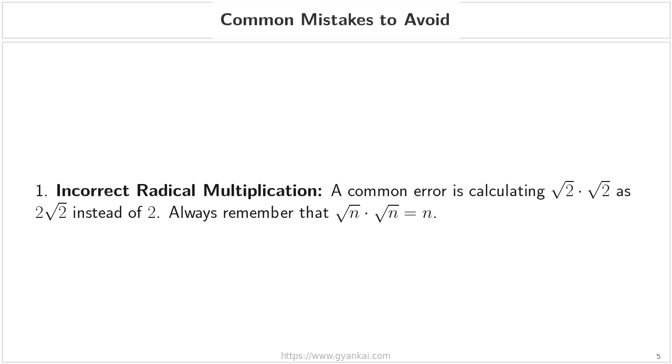First, let's talk about incorrect radical multiplication. When we were working with those irrational coefficients in the previous slide, a very common mistake is calculating the square root of 2 times the square root of 2 as 2 root 2. Please be careful here. The square root of 2 times the square root of 2 is simply 2. A good rule to keep in your head is that the square root of n multiplied by the square root of n always equals n.